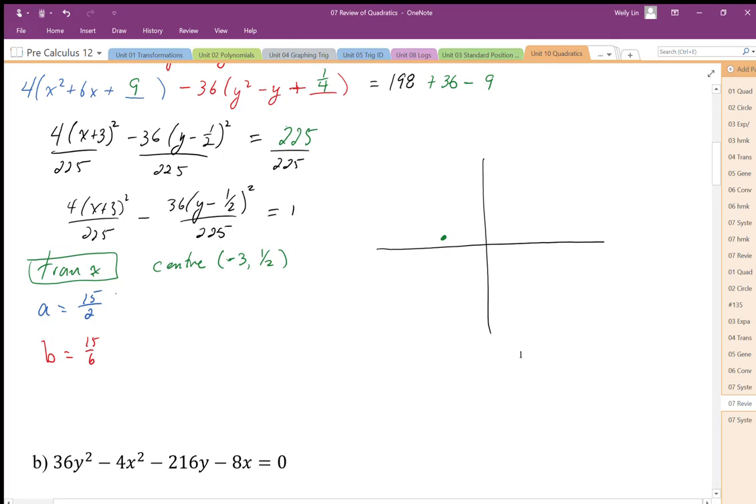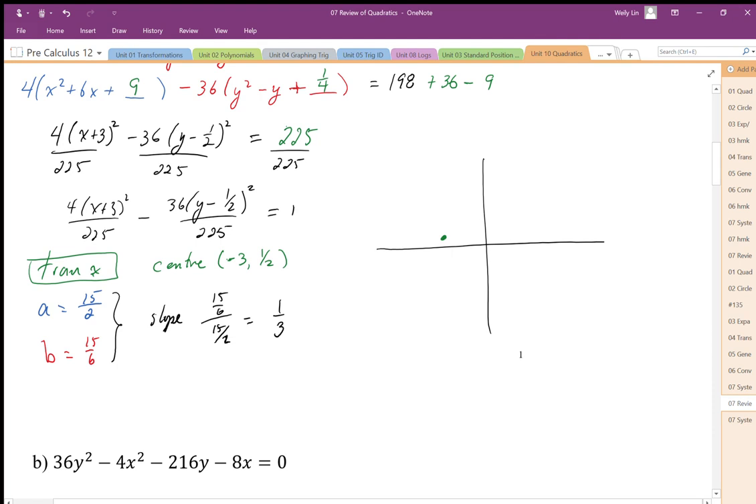Okay, so this allows us then to work out the slope of our asymptotes, and we can get our kind of box here to frame our hyperbola. So the slope of the asymptotes here is going to be 15/6 over 15/2. Okay, that's going to simplify to a slope of 1/3.